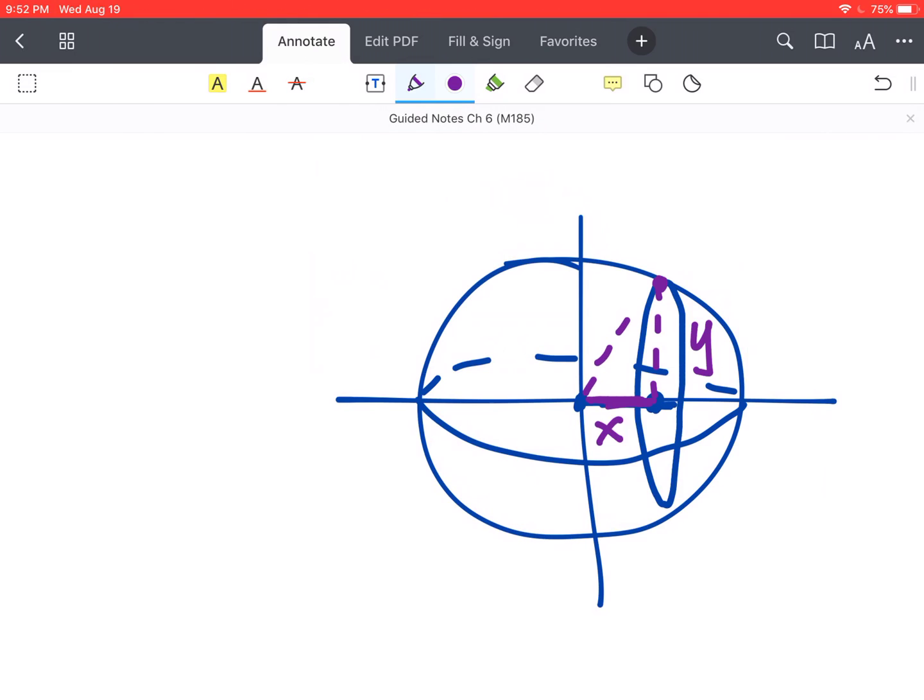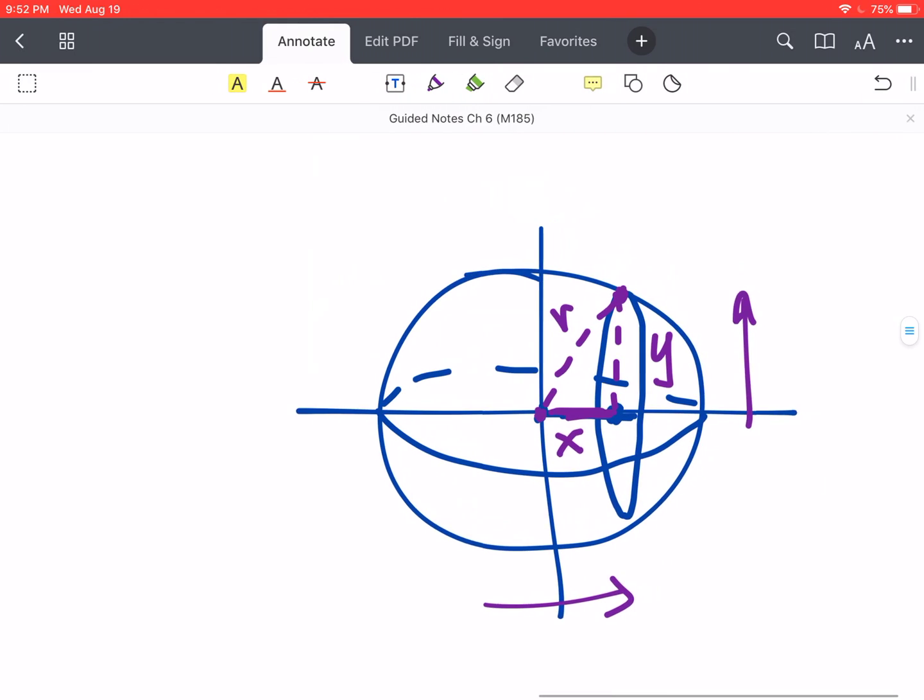And this length right here, from the center of the sphere to that edge of the sphere, that's just the radius of the sphere. That's r. Okay, so again, we have the x direction, the y direction, and then the length of the radius there.